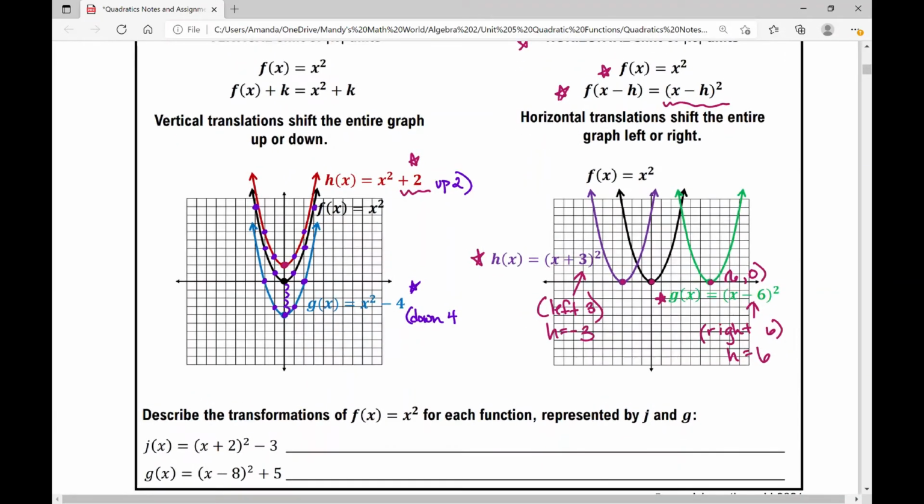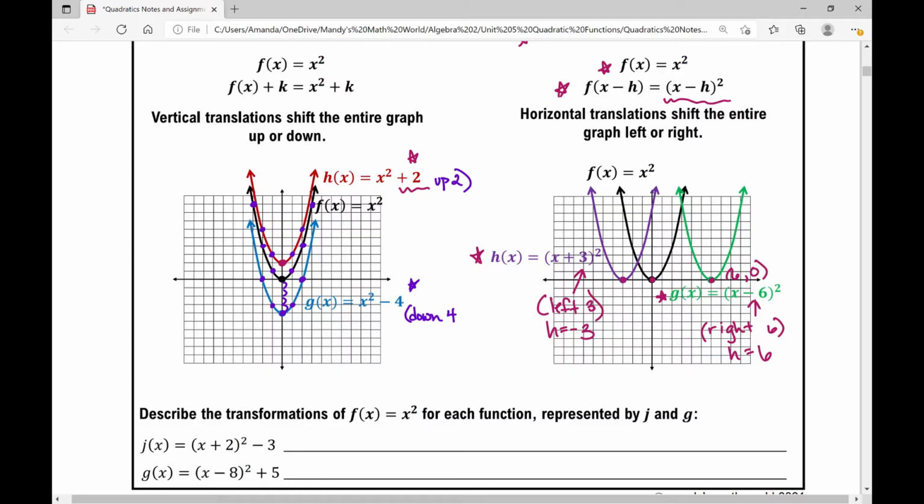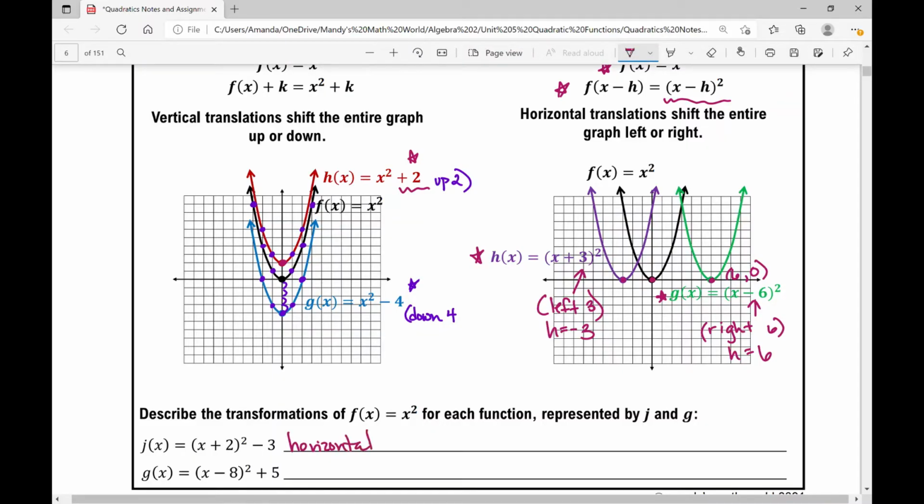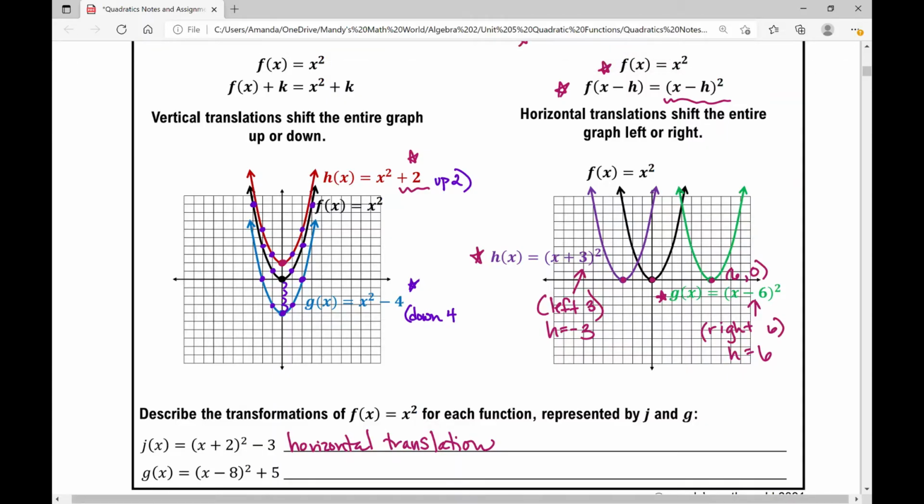So the next little section says, describe the transformations of f of x equals x squared for each function represented by j and g. So j of x equals (x plus 2) squared minus 3. So what transformations happened? Well, you have a horizontal translation or shift, right? The entire function is shifted. How many units? 2 units to the left. So left 2. You've got a vertical translation down 3. That's what's happened to our parent function.